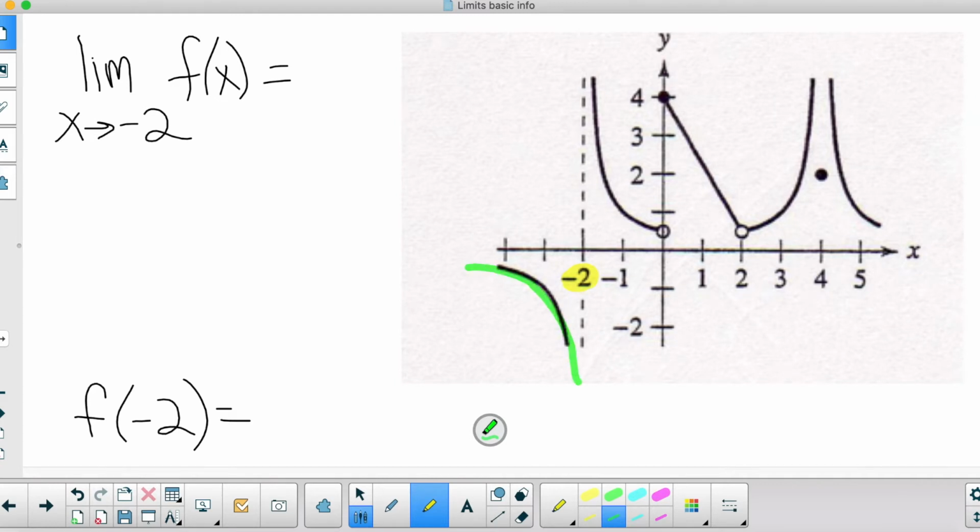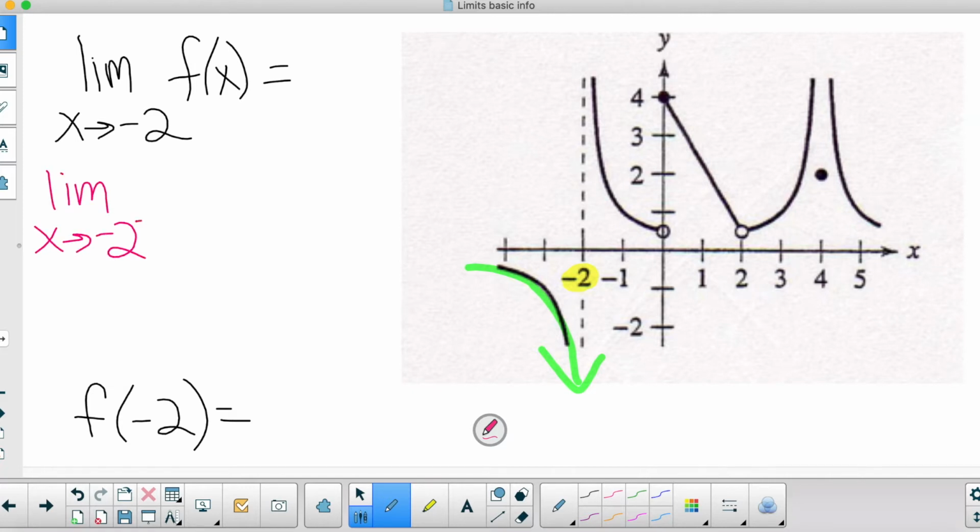And we know that a function will continue heading in that direction. So for this problem, we have the limit as x goes to negative 2 from the left. Notice how I added that little negative sign after the 2? That represents that it's coming from the left-hand side of our function. And that guy is headed to negative infinity.